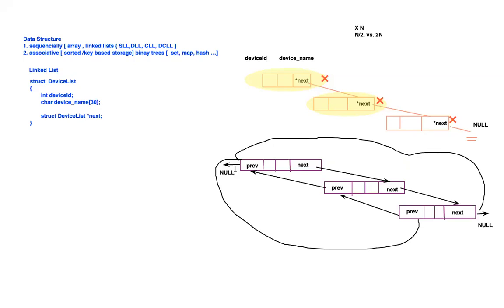And a circular linked list is a modification of a single linked list. Instead of pointing to null, you point to the start address.